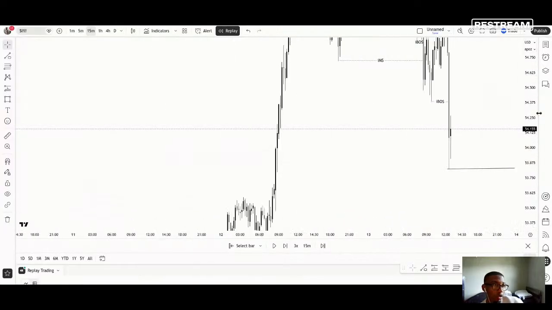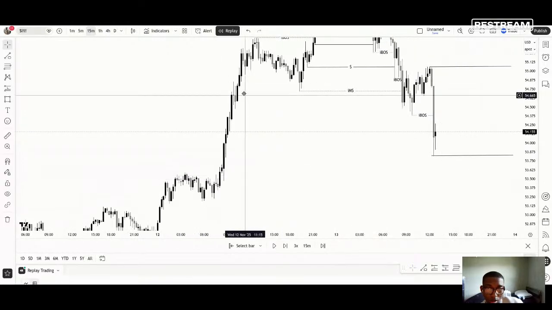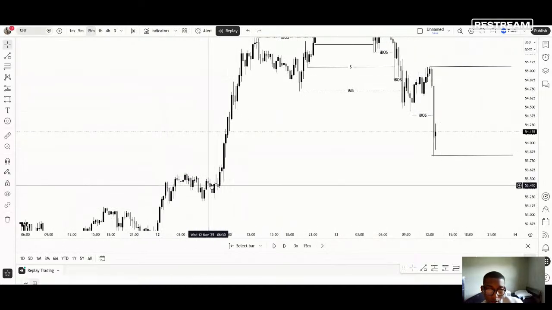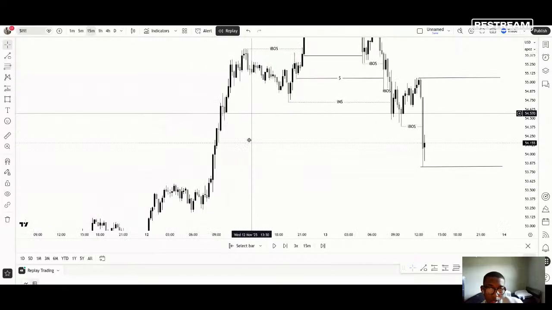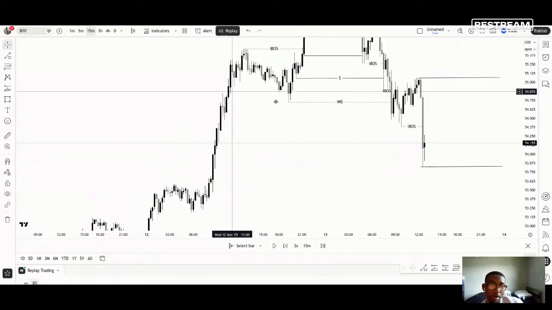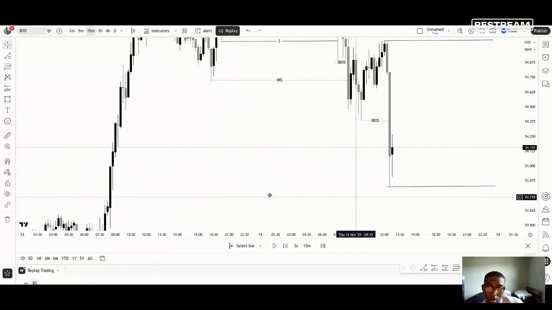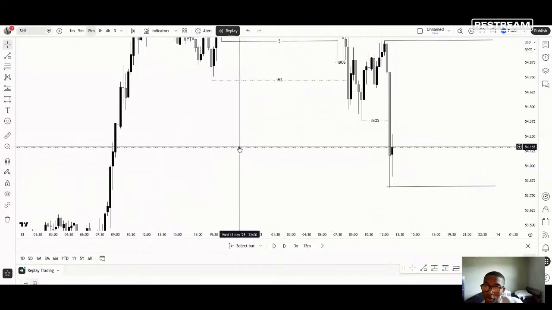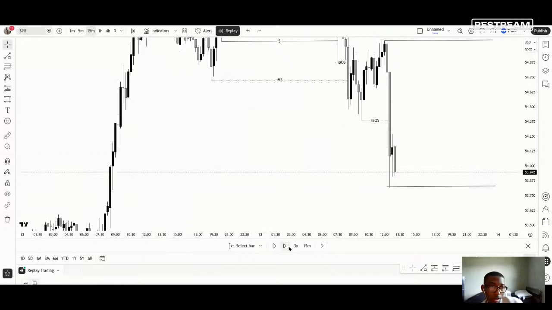This is institutions leaving their footprints. They entered somewhere over here, swept some liquidity, and then entered. But at the same time, all of these areas have been mitigated in a way. So price could be sweeping liquidity from this inducement, but let's continue to look at price.